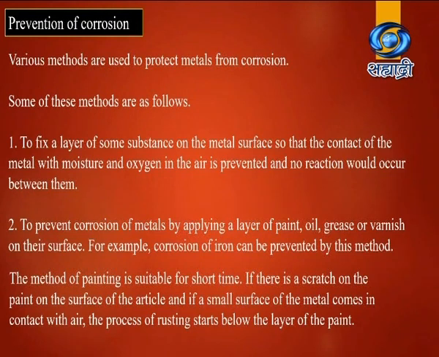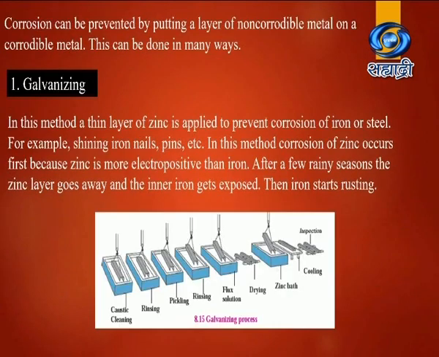To prevent the corrosion of metals by applying a layer of oil paint, grease, or varnish on their surface. For example, corrosion of iron can be prevented by this method. The method of painting is suitable for a short time. If there is a scratch on the paint on the surface of the article, and a small surface of the metal comes in contact with air, the process of rusting starts below the layer of the paint.